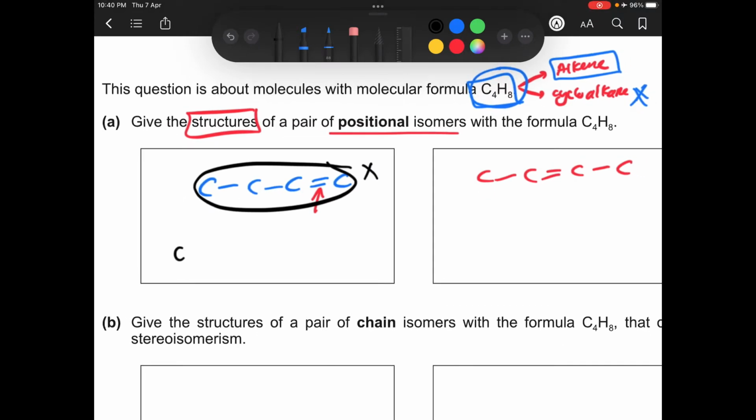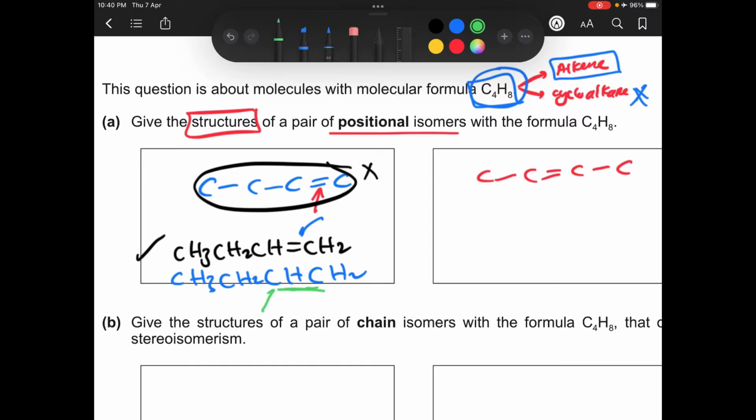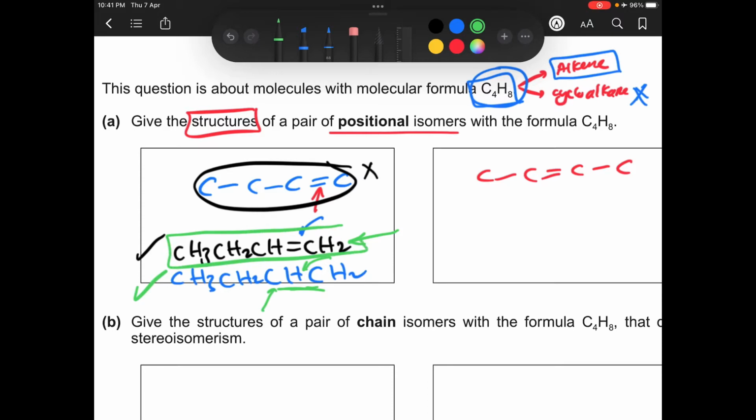So you have to write CH3, CH2, CH, double bond, CH2. Or if you don't like to show the double bond, it works too. You can write it like CH3, CH2, CH, CH2. Once the examiner sees that there is no bond shown here, but notices that carbon makes 4 bonds, they will know there is a double bond here. You can write it either way, but I prefer this one because it's clear. So this is the answer for your compound.